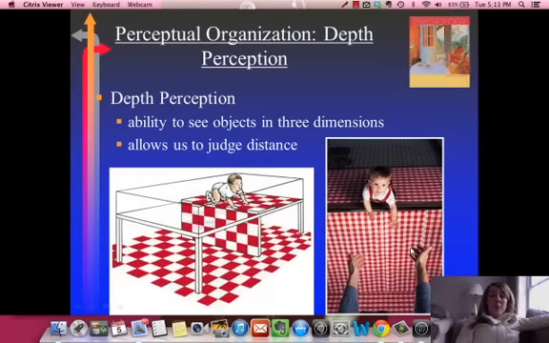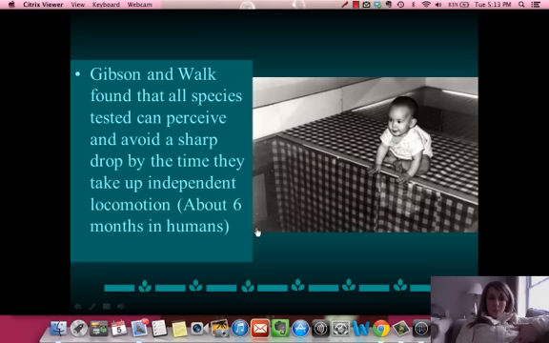All right, what about depth perception? How do you organize the world in 3D? So depth perception is your ability to judge objects in 3 dimensions or to judge distance. And what they found is that they actually used this experiment called the visual cliff to know that we're actually born with depth perception.